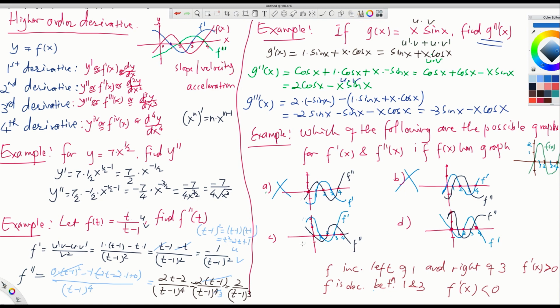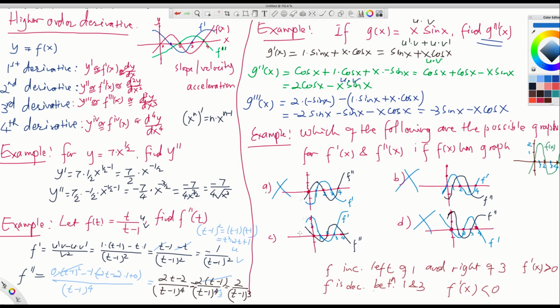How about C? We need left of 1 and right of 3 the graph of f prime must be above the x-axis, okay? So let us look at that. Left of 1, it is above the x-axis. Right of 3, it is above the x-axis. It looks like it is, okay? And then on D, left of 1, look at this f prime. Left of 1, it is not positive because left of 0 it is positive. Between 1 and 0 it is negative. So this is not. So C must be the possible graph, okay?